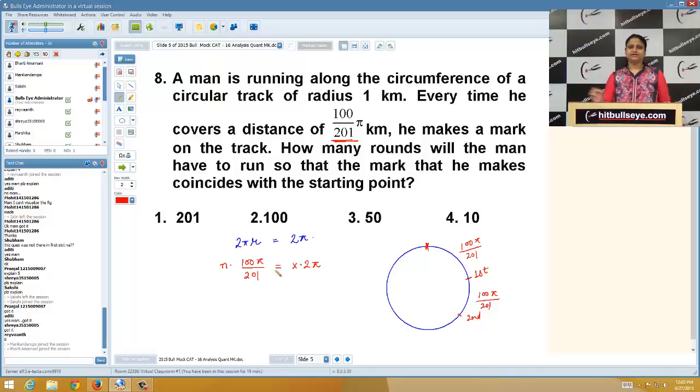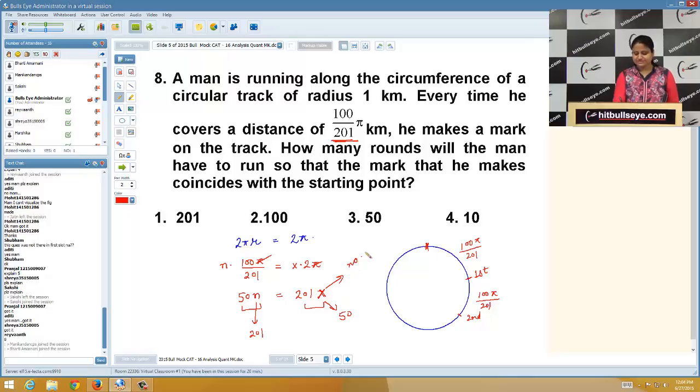These two things should be equal, because the distance covered by the man will always be equal. Now you can manipulate that. It will be 50n is equal to 201x. So what should be the answer? See, 50n is equal to 201x. It means n should be 201 and x should be 50 always.